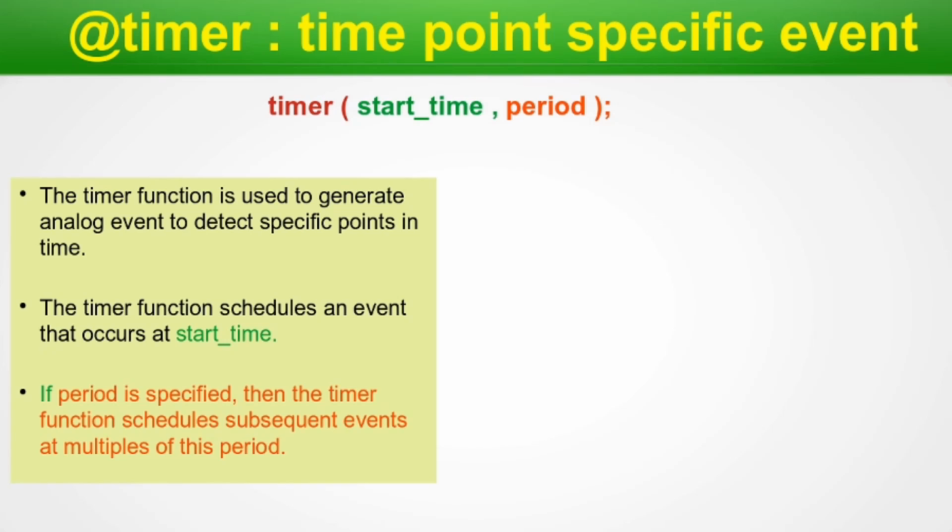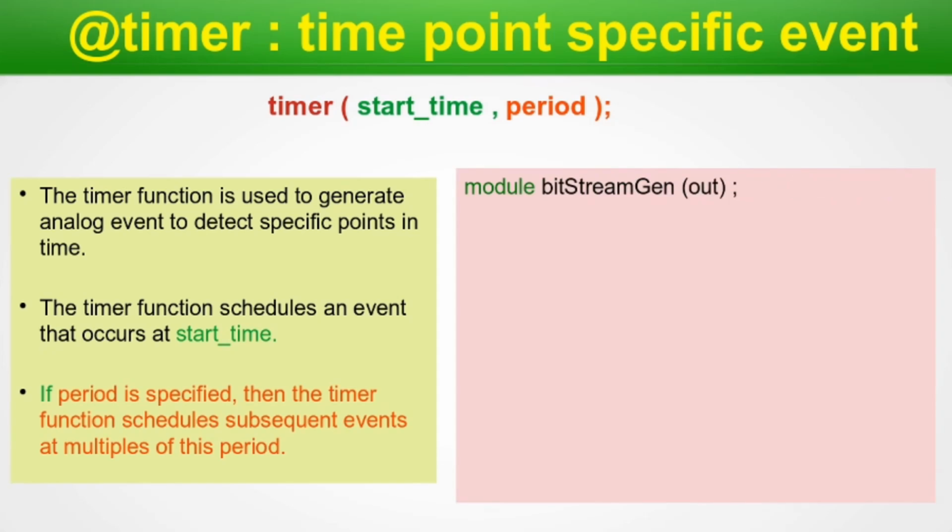So the timer block will have some code. It will initiate at the start time. If a period is specified, then it's going to repeat after that particular period. So let's look into an example.